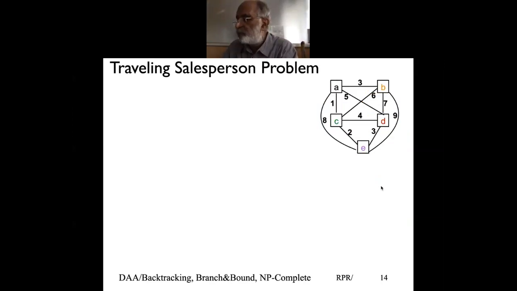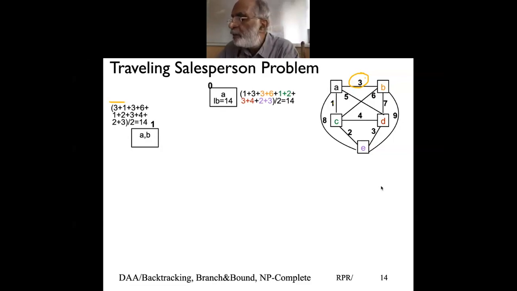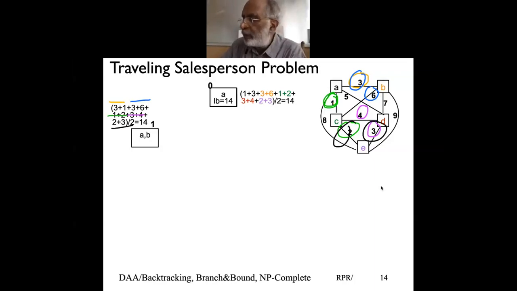So let's start building our tree. Start from root node A, and from A we have choices. I can go to B, I can go to C, I can go to D, and I can go to E. And here we know my lowest cost is 14. That's what we looked at. So if from A I go to B, that means this edge is included. For A, minimum is 3 and 1. For B, it is 3 and 6. For C, my minimum is 1 and 2. For D, it is 3 and 4. And for E, it is 2 and 3. So it still remains 14.